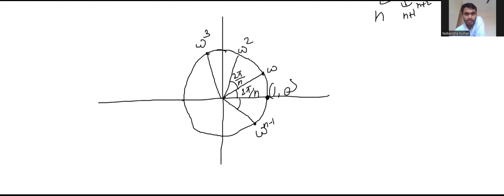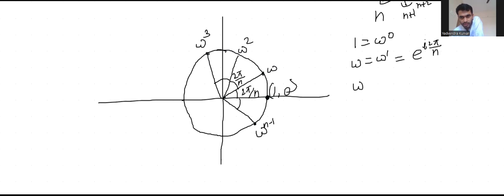So these are the n different roots, and every time you multiply one root by omega, you get the next root. So all the roots can be written in the form of omega powers. The first is 1, which is omega to the power 0. Then omega, which is omega to the power 1, and its value is e to the power iota 2 pi by n.